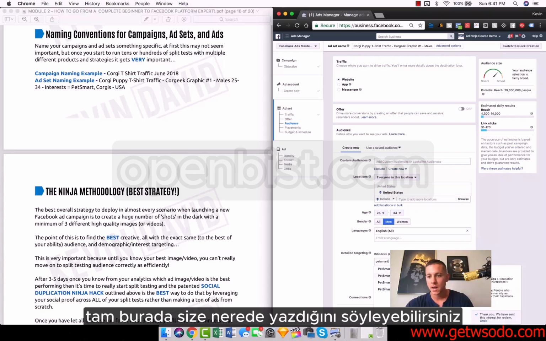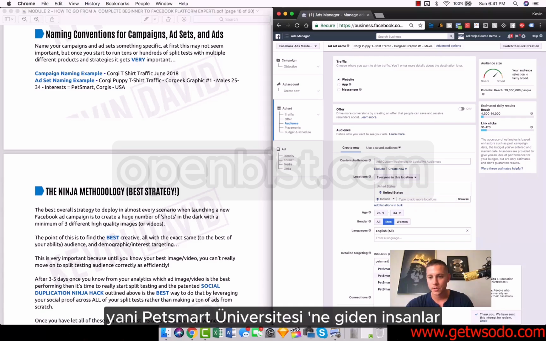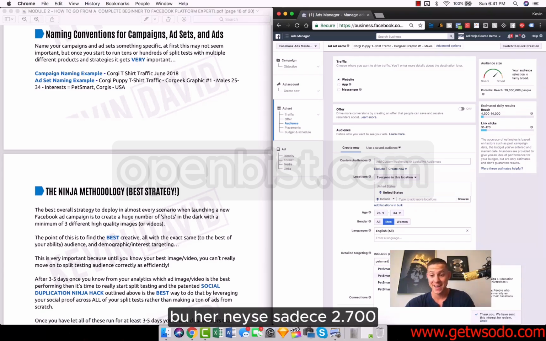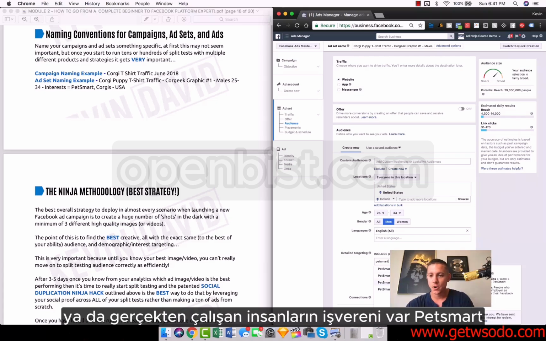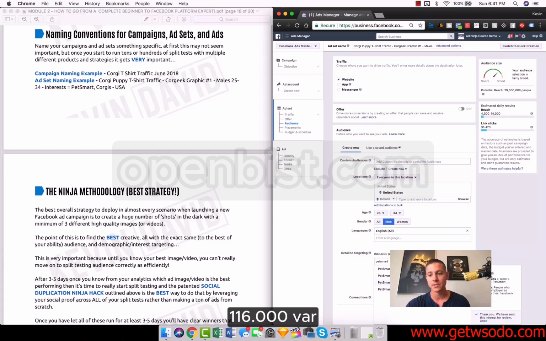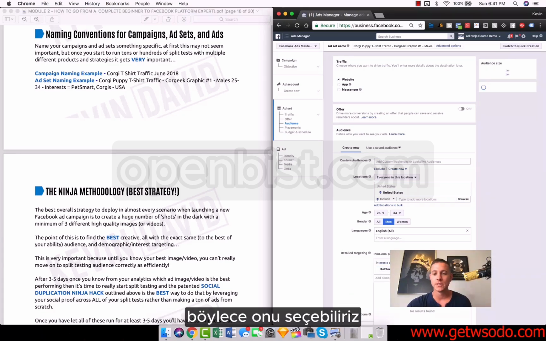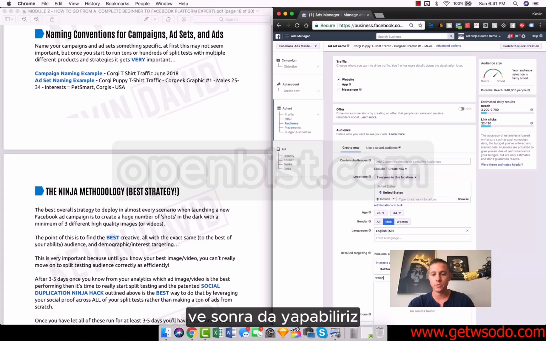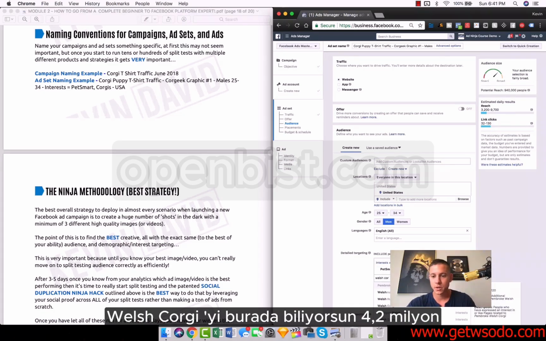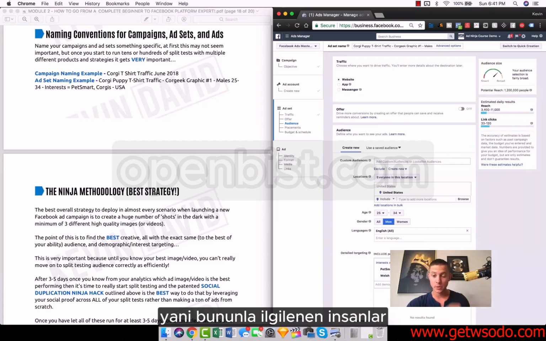And you can tell right here where it says size. So people who go to the PetSmart University, whatever that is, only 2,700. Or people who actually have the employer PetSmart, there's 116,000. Versus people who are interested in PetSmart and PetSmart products is 4.5 million. So we could choose that one. And then we could also do Welsh Corgi right here, 4.2 million. So people who are interested in this.